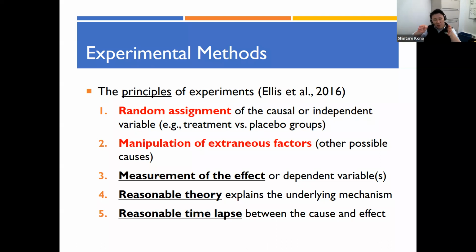So there has to be some time lapse between going through that treatment, the causal variable, independent variable, whatever that might be, and when the expected changes in the outcome will happen. Okay, there has to be a time gap between them, a reasonable one.